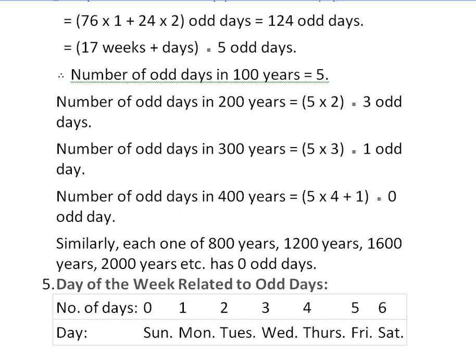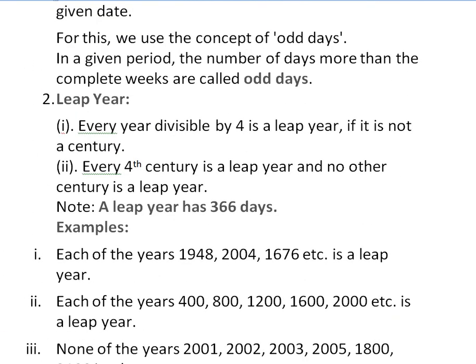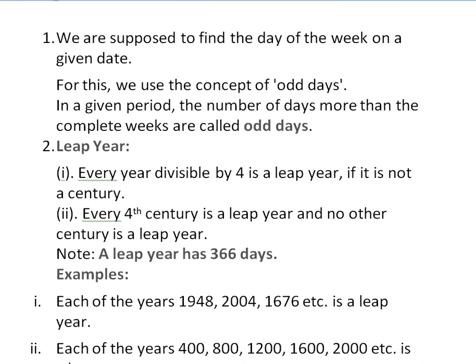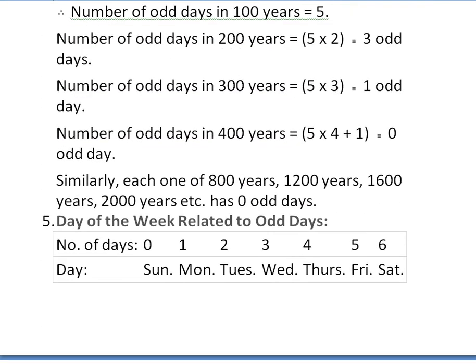Now days of the week related to odd days: Sunday is 0, then 1, 2, 3, 4, 5, 6, which are Sunday, Monday, Tuesday, Wednesday, Thursday, Friday and Saturday. So this was about the basics of calendar for solving any questions. I hope I am clear with the basics, because if you need to solve the aptitude questions on calendar, you need to understand the basics and only then can you solve the questions. The questions are very easy, but I don't know why students generally find them very difficult. So we will move on to some of the basic questions now.